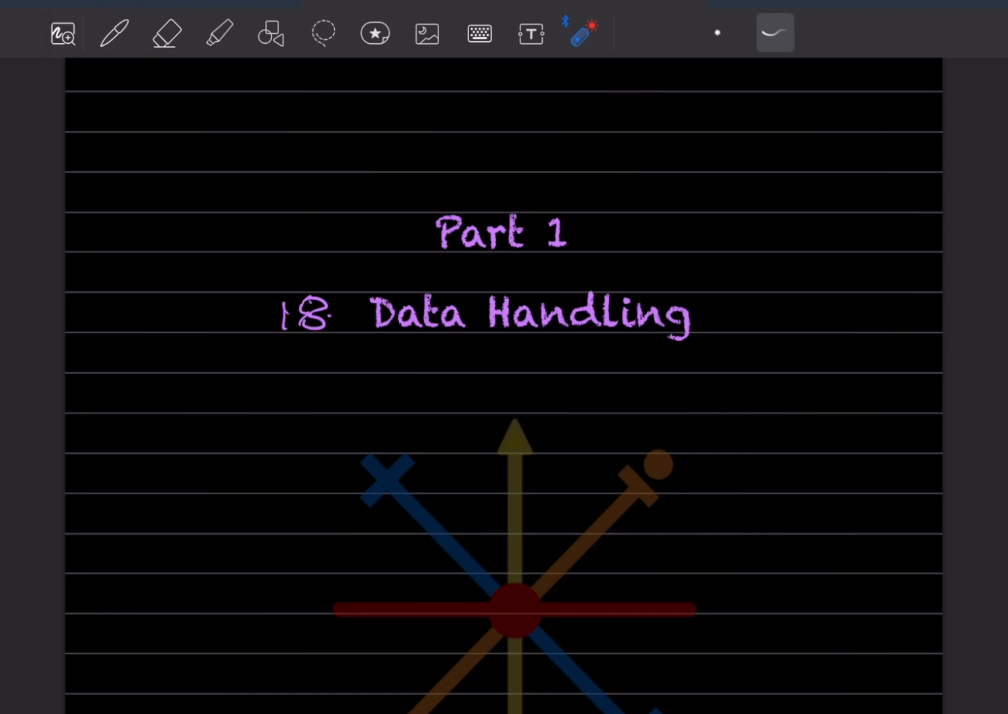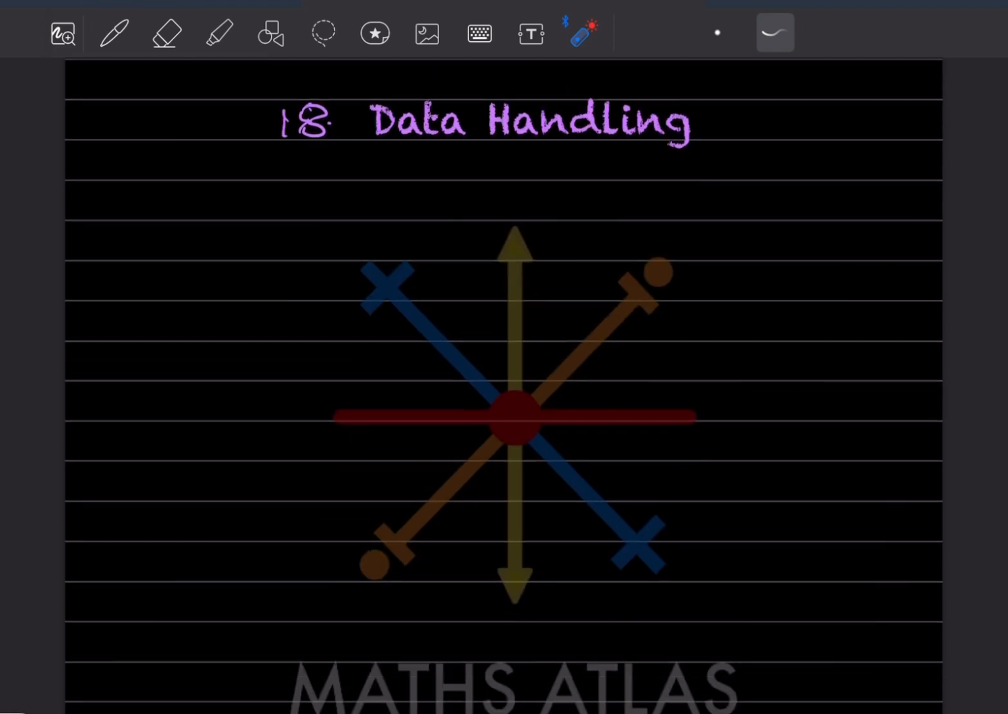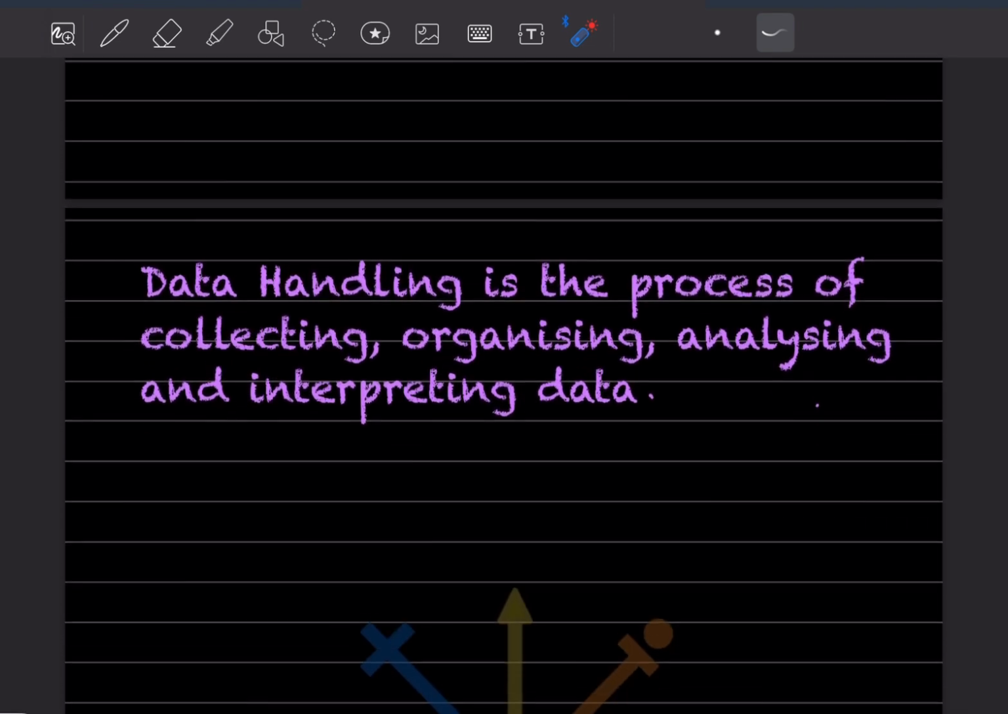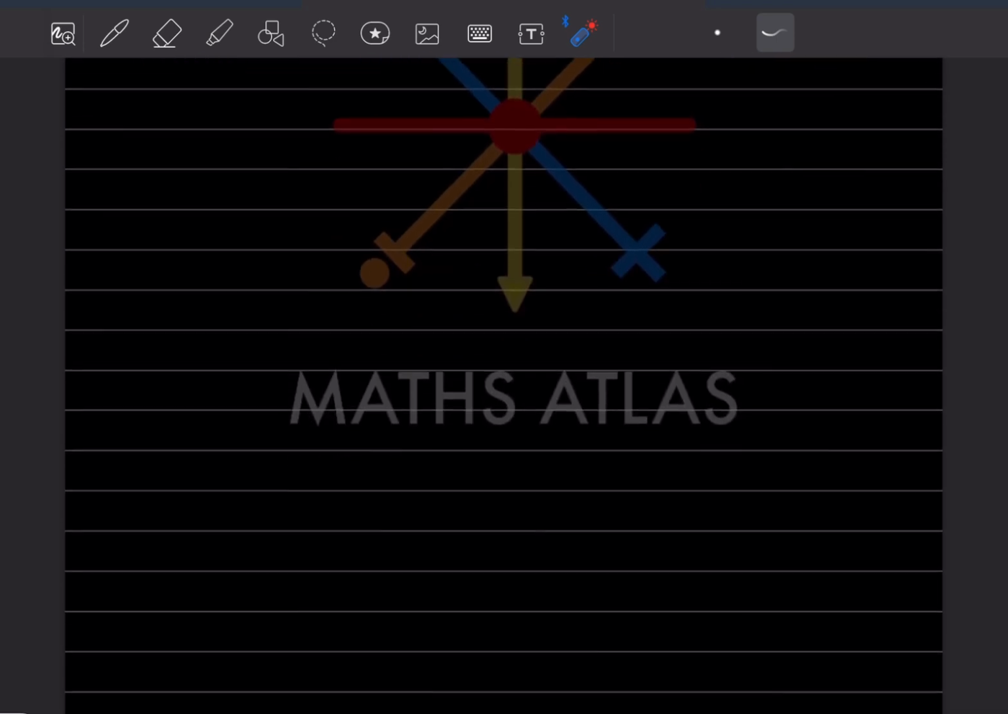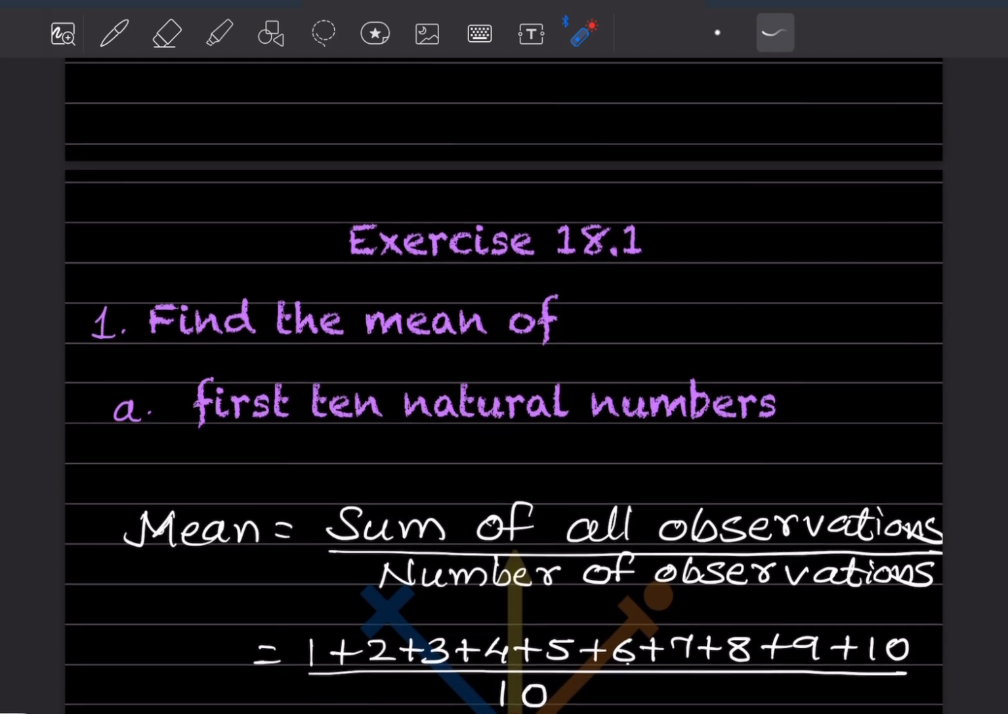So today we'll see part 1 of the topic data handling, and this is from the Frank ICSE grade 7. First, let us see what is data handling. Data handling is the process of collecting, organizing, analyzing and interpreting data. This explanation will be given later. Wherever I find these terms, I'll explain to you. Now let us start with the exercise first.